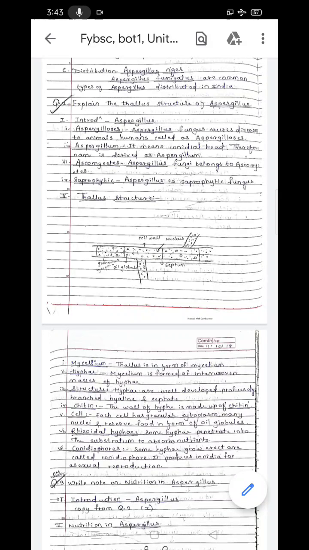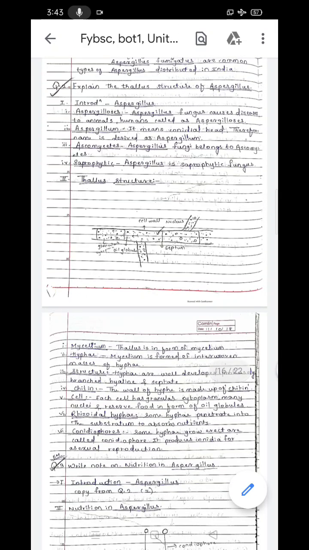Hello students. Today we discuss Aspergillus. I have already uploaded all the videos on the different topics of Aspergillus. So today I take a short revision of this subchapter on Aspergillus.